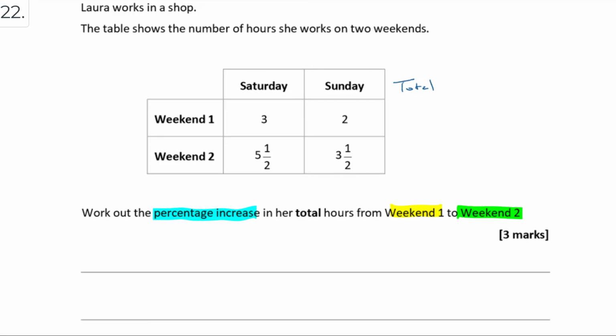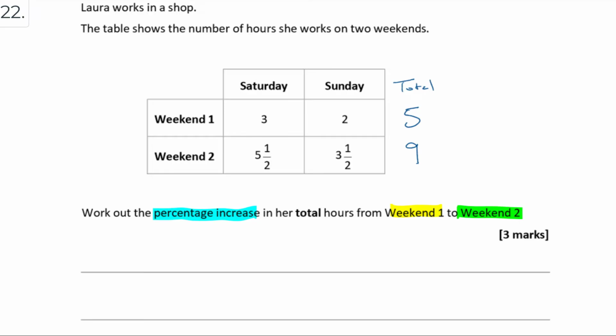Okay, so I'm just going to add an extra column on the end of my table here. So for weekend 1, Laura worked 3 hours and 2 hours, so that's 5 hours altogether. And then for weekend 2, it's 5.5 and 3.5. That adds up to 9 hours, isn't it? Okay. So right, now we need to do a percentage change question, isn't it?